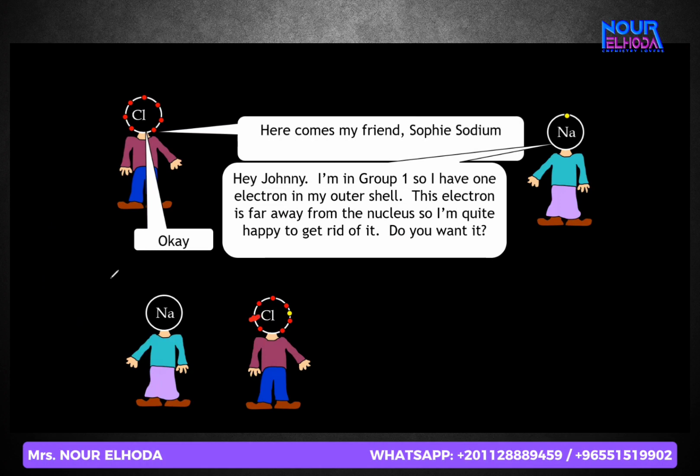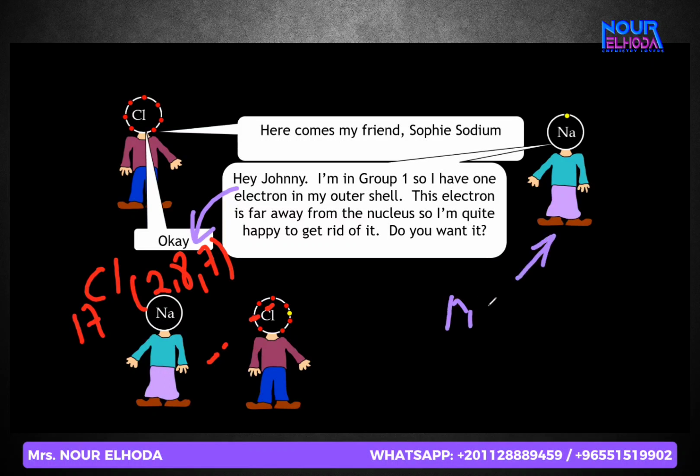We said that chlorine, this is chlorine 17. So it was 287, and you said it's going to gain 1. Why will it gain 1 electron to be 288? Right. What about this one, sodium? What will happen with the sodium?